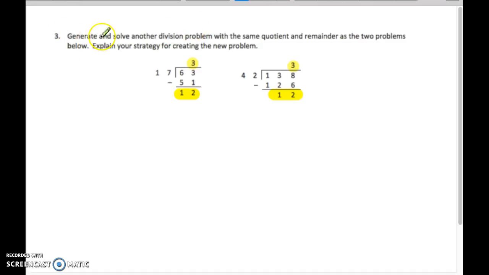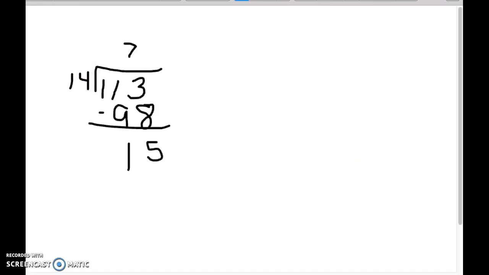So how do we generate, or make, and how do we solve another division problem with the same answer and remainder? Well, let's take a look at how to do that. You can see I've got a pretty sloppy problem here, but my answer is 7 and my remainder is 15. So I know I want to have my answer be 7, and I need to have 15 left over. And I know that in order to have 15 left over, I'm going to have to divide by something bigger than 15. So I'm just going to say 16. I'm going to divide by 16.